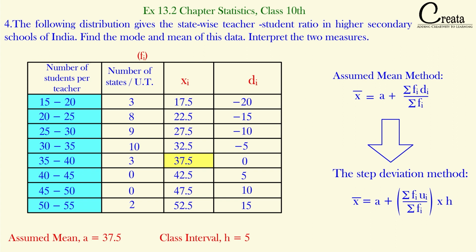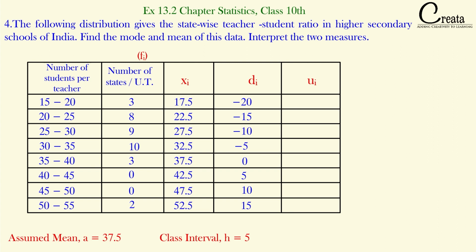We got the value of h as 5, and you can observe we can easily divide all the values of the deviation by 5. So yes, we will go to the next method, that is the step deviation method, in which we add one more column, ui, in which we divide the values of the deviation by the class interval, which is 5. So let's divide all the values of di by 5. In the first row, minus 20 upon 5, we got minus 4. Then minus 3, minus 2, minus 1, 0, 1, 2 and 3.